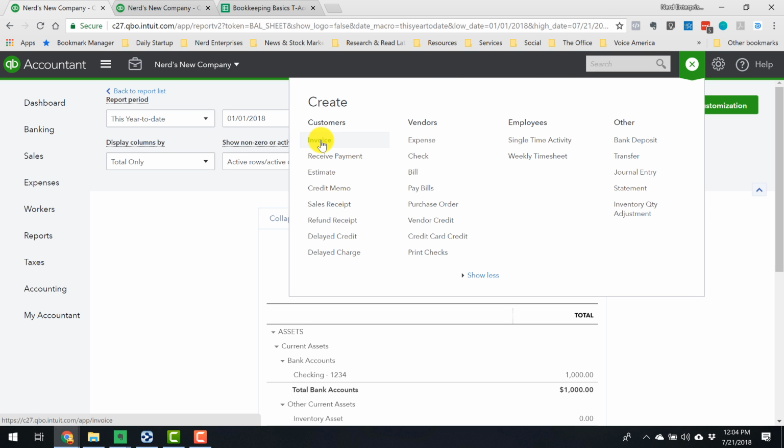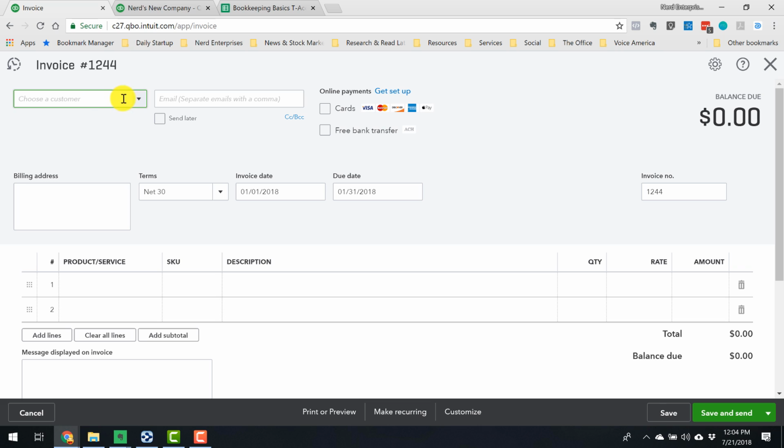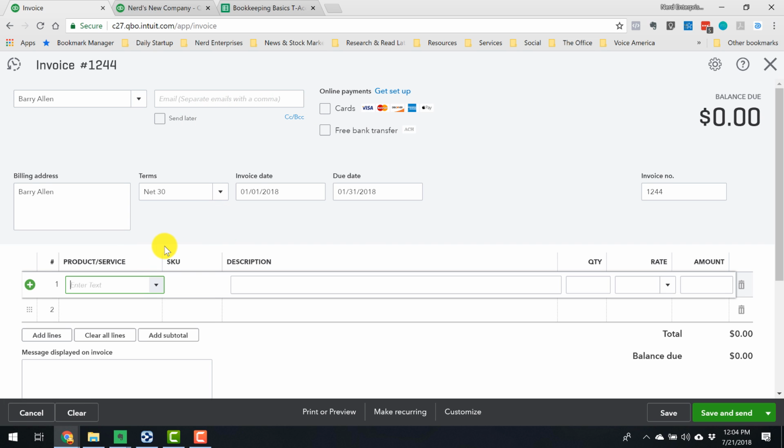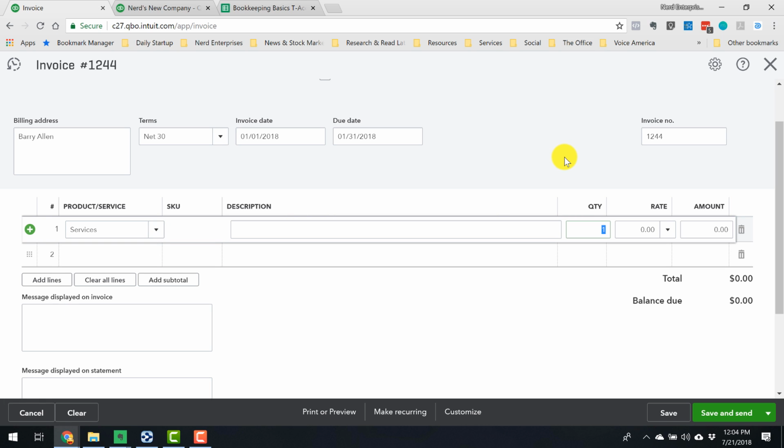That's going to be under customers. Anything having to do with a customer is going to be under customers. Invoices have everything to do with customers. Okay, and we'll just pick a customer from here. We'll pick Barry Allen. I am kind of a comic book nerd. And we'll pick a product or service. We'll pick services. We're going to bill Barry.